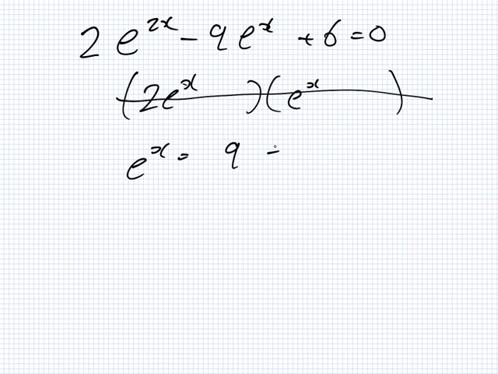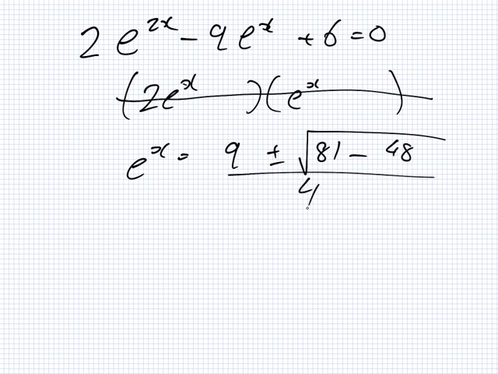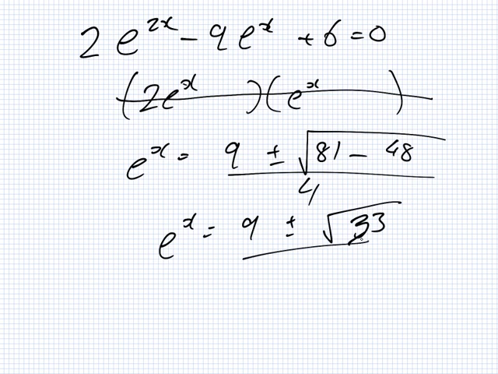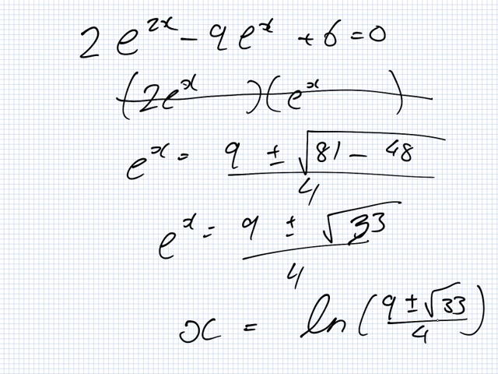e^x equals minus b plus or minus square root b squared minus 4ac. 4 times 2 is 8, 48, is it? All over 4? Is that right? Yeah? e^x equals 9 plus or minus root 33? Yeah. So I get two answers. x equals log of 9 plus or minus root 33 over 4. Two answers here.